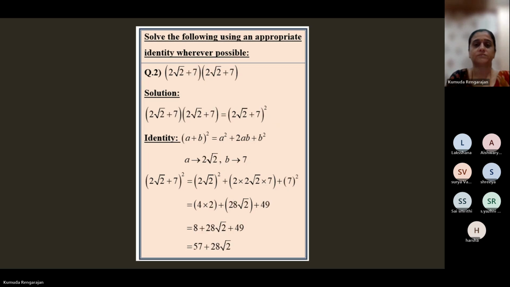Yeah, please write this one also. A plus B into A plus B is A plus B the whole square. That expands to A square plus 2AB plus B square. Complete this, write down.